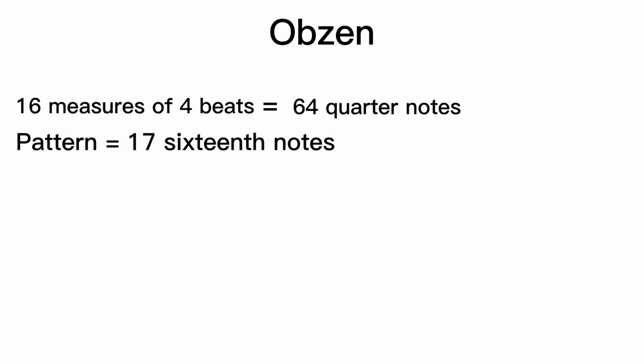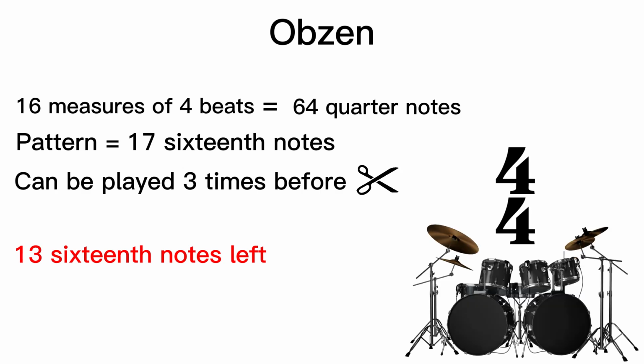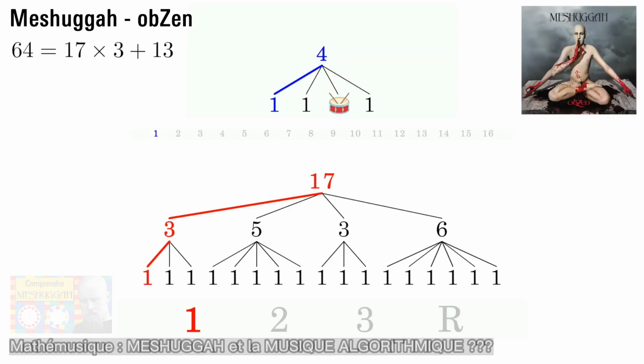Here we have 16 measures of 4 beats, which is equal to 64 quarter notes, and a pattern that is 17 sixteenth notes long. This pattern can be played 3 times before it is cut. There are then 13 sixteenth notes left at the end, before starting it again. Meanwhile, the drums play a simple 4-beat pattern.